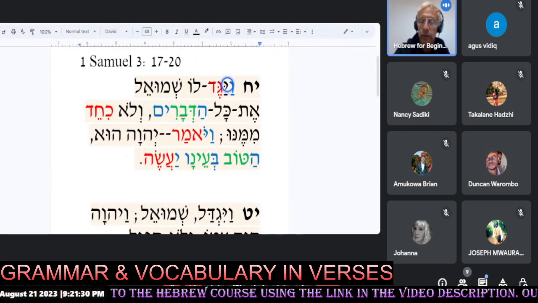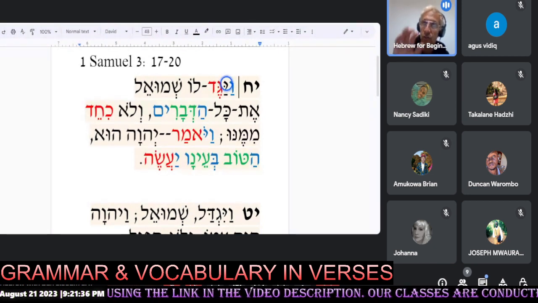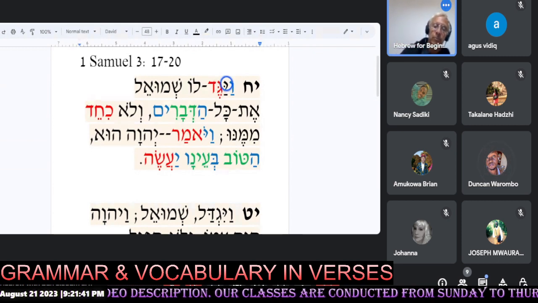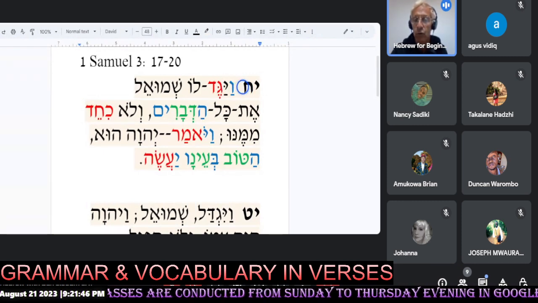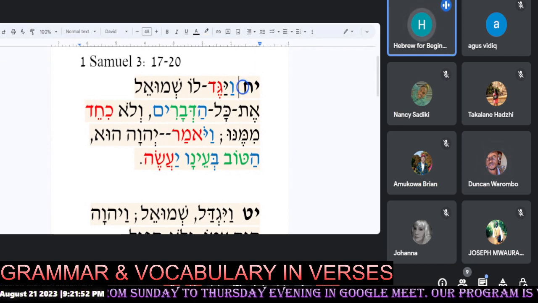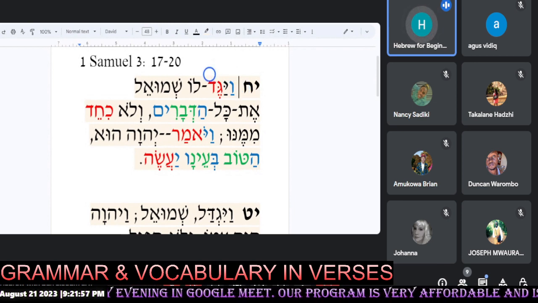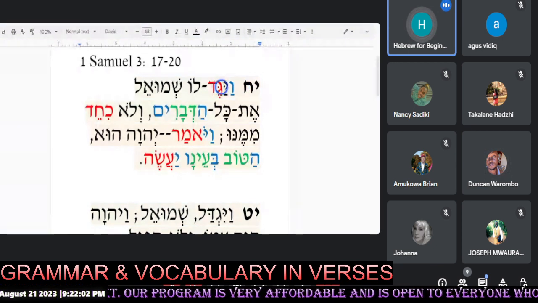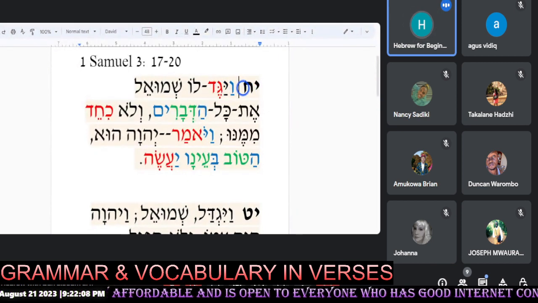So the yud is an indication of the future tense. If we just had yaged, it would mean he will tell. But there is a grammatical form in the Bible called vav hahipuch, or the overthrowing vav. Why is it an overthrowing vav? It overthrows the future tense and transforms it into the past tense. So yagid or yaged, he will tell, becomes vayaged, he told.